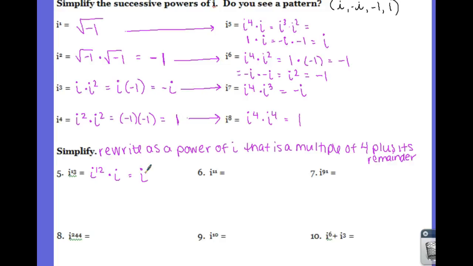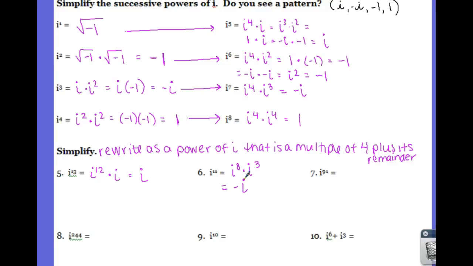Okay, i to the 11. What power is going to be close to this that is a multiple of 4? 8. There you go. So it's i^8, and then what's my remainder? Remember, any multiple of 4 becomes 1. i cubed has to become negative i. So i to the 11 is negative i.